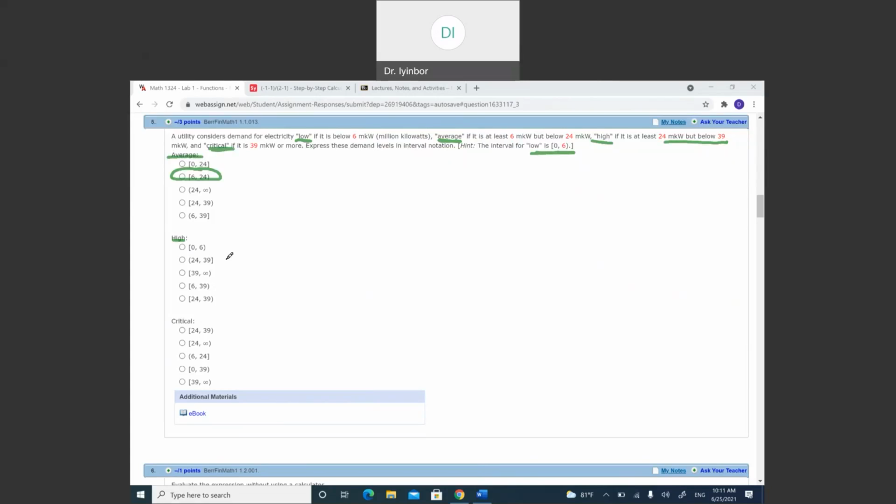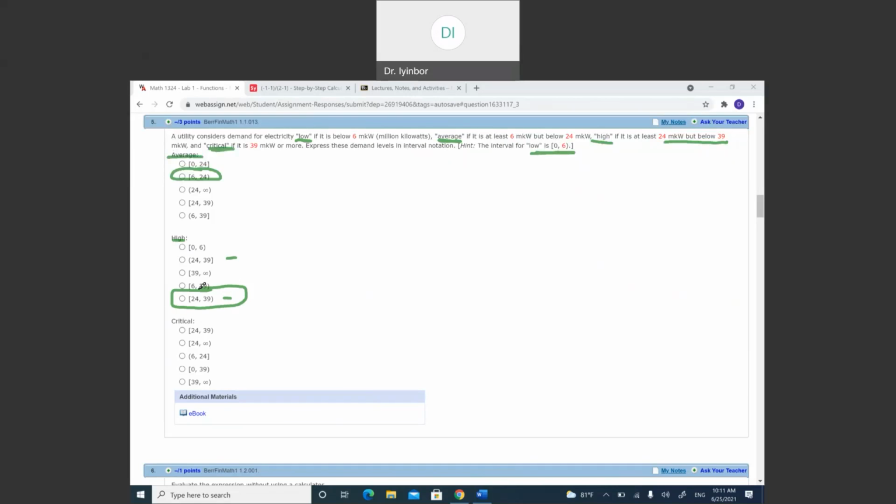is gonna be this or this one. Which one do you think it is? At least means equals also, right? So that means equals 24 but below, not equal to 39. So this is going to be the right answer for that one.